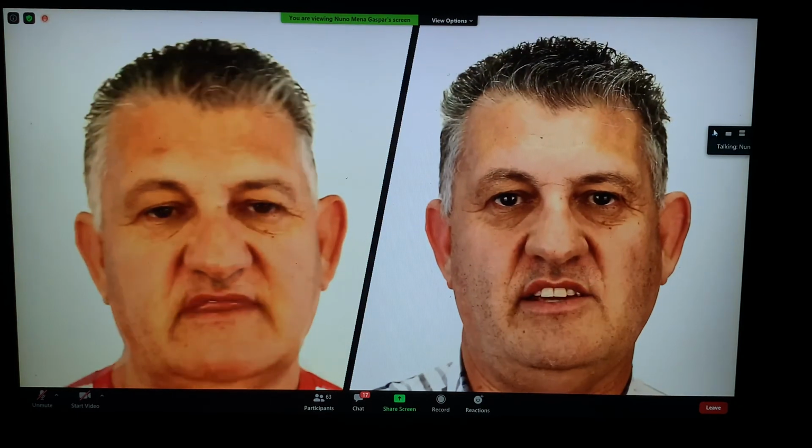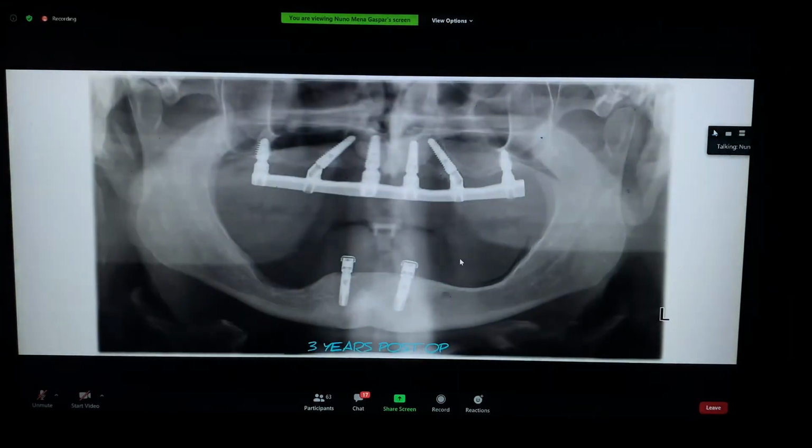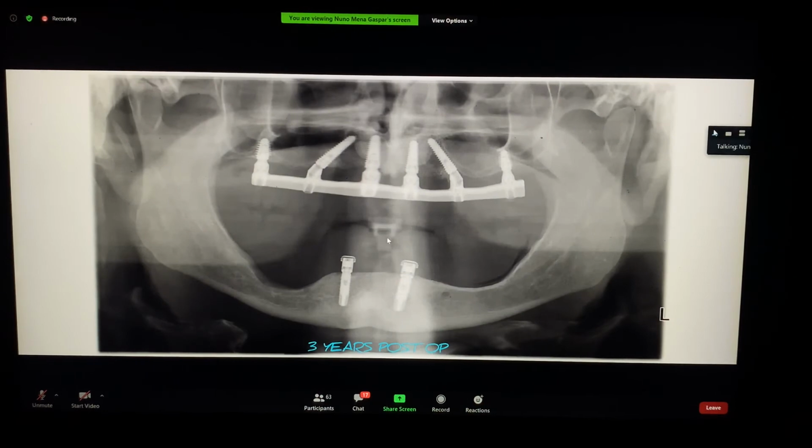Okay, and guess what? This is 3 years follow-up, and everything is stable, and my patient is still smiling. The case has been followed for more than 3 years and the prosthesis is still in place.